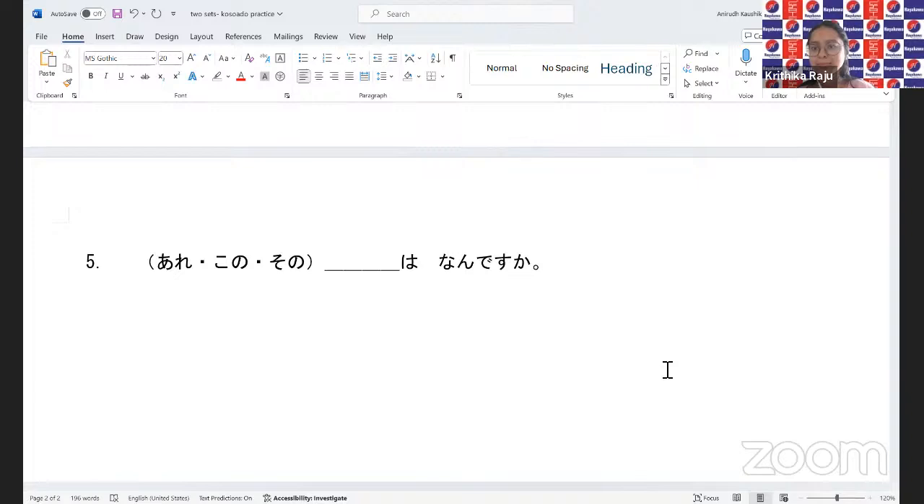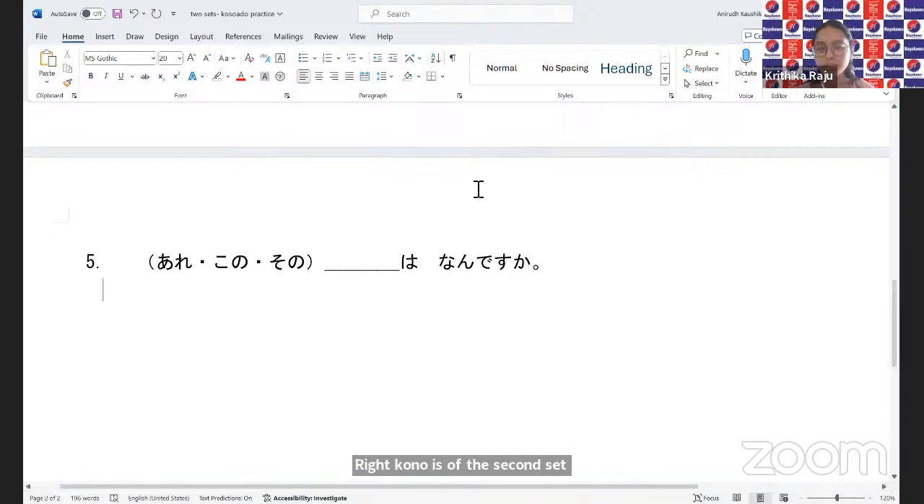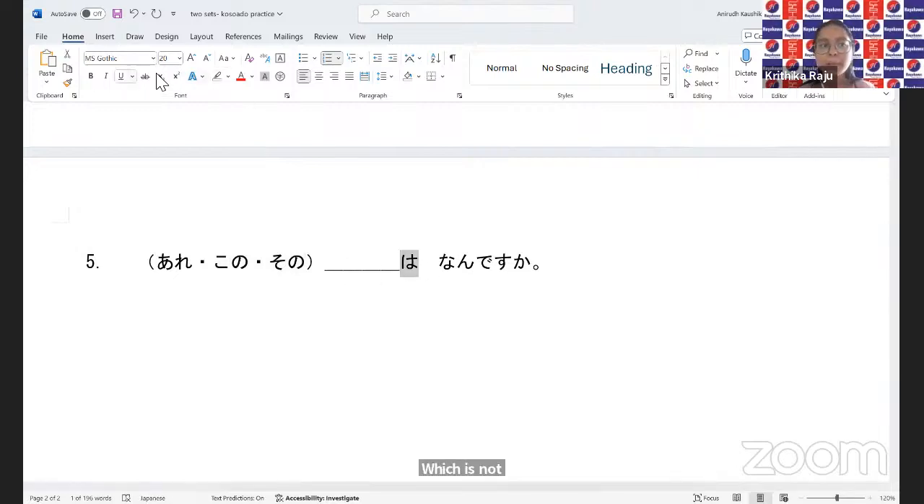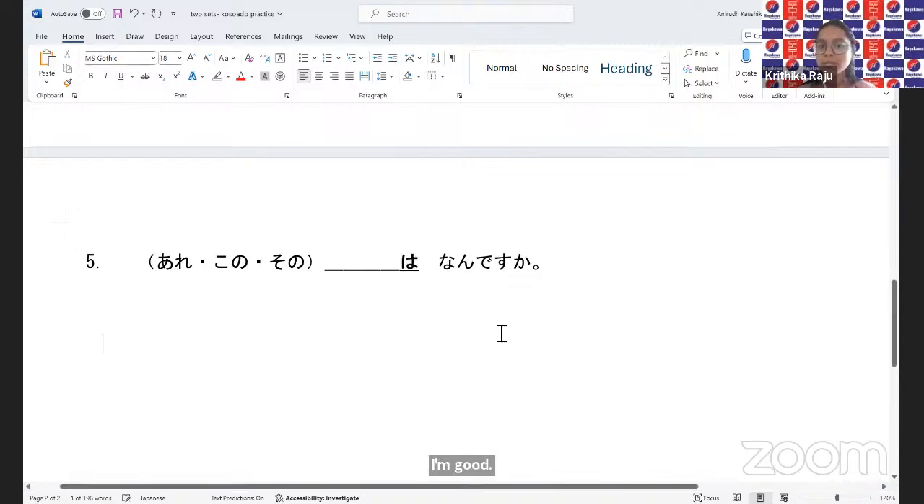Kono should be followed by a noun. Correct, right? Kono is of the second set. Kono and sono, both belong to the second set and they have to be immediately followed by the noun, the object, which is not the case here. What is the blank followed by? A particle, right? Therefore, the answer is are.